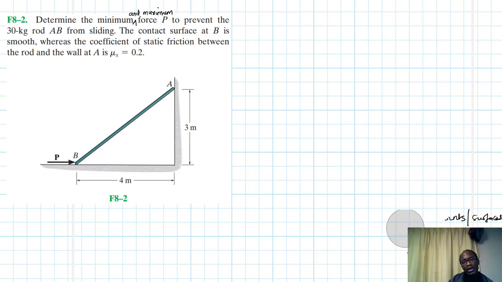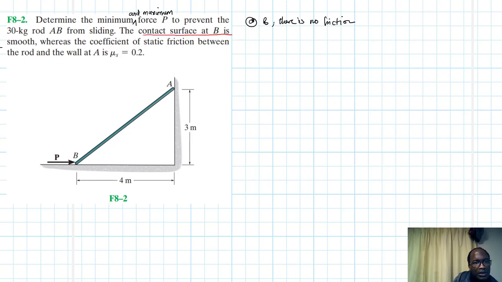So let's do that. First things first, let's draw the free body diagram. At B, there is no friction. We've been told it's smooth. Remember this, we are told the contact point at B is smooth.